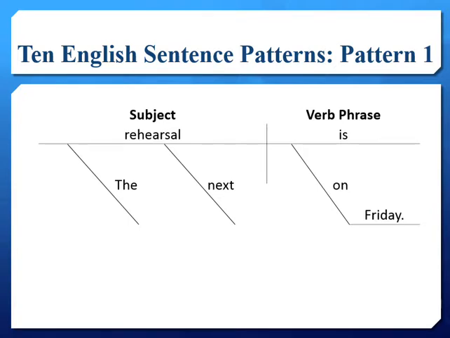Notice that when we diagram this sentence, the preposition on is placed on a slanted line, whereas the noun Friday is on the flat line extending from the slanted line. This is how to diagram an adverbial branching from a verb.